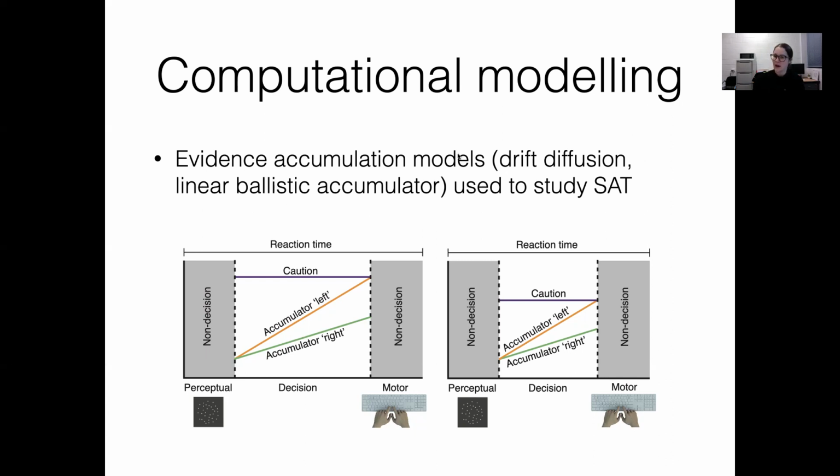There is some debate about that. There's some suggestion that actually evidence accumulation plays a role, and it might be more complex than that, but there is certainly evidence that these models can contribute to how speed accuracy trade-off occurs, and caution or threshold seems to be playing a particularly prominent role.